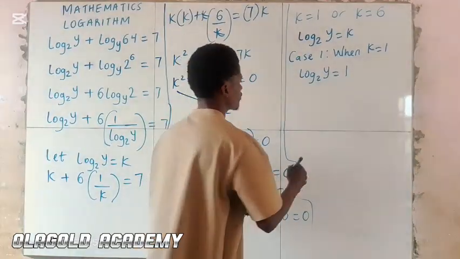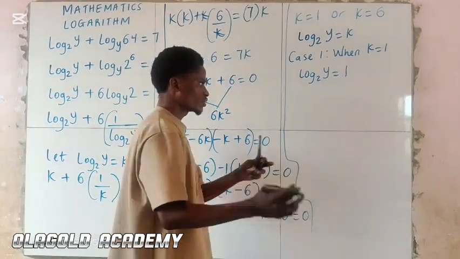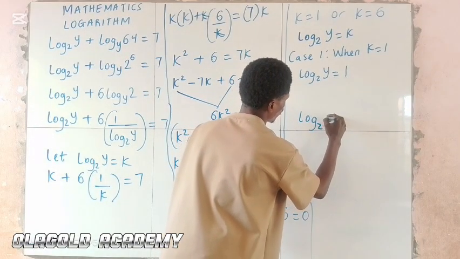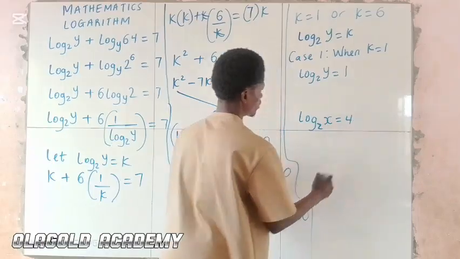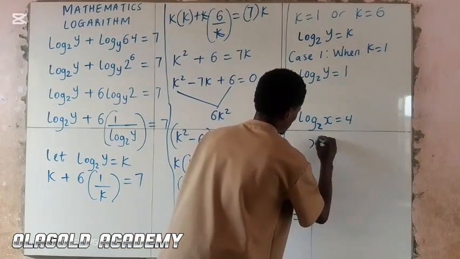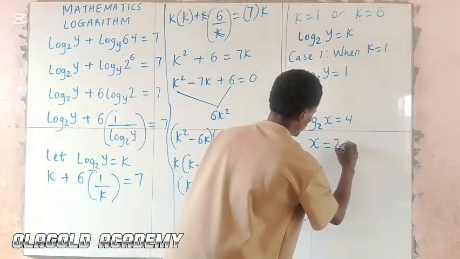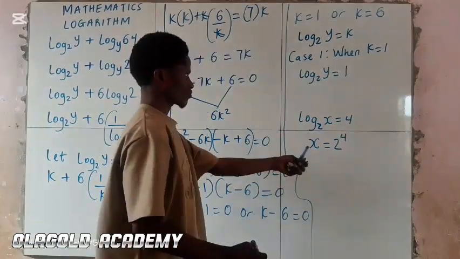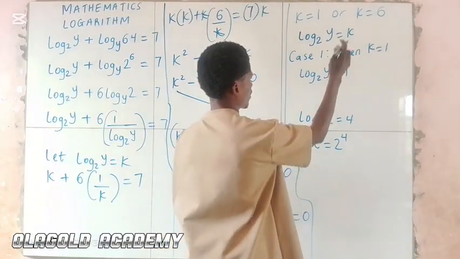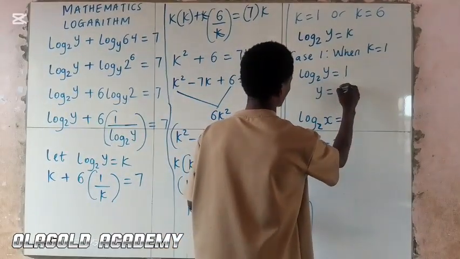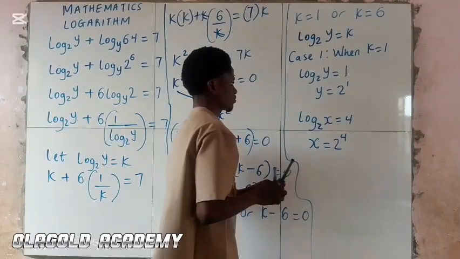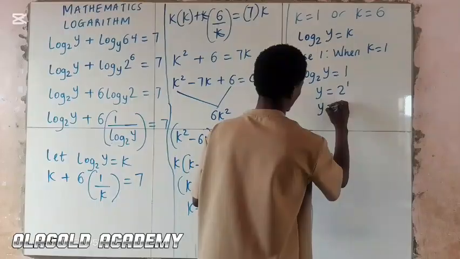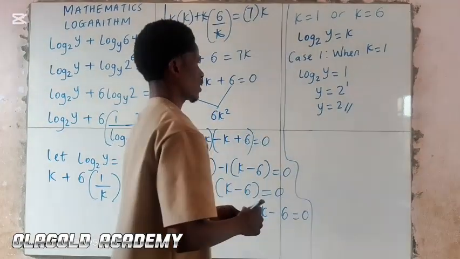From here now, for a law in logarithm, if I have log 2 of x equal to 4, I can have x equal to 2 raised to that power. This number will become the power. So the same thing applies here. I'm going to have y equal to 2 raised to power 1. From here, y equal to 2 for case 1.